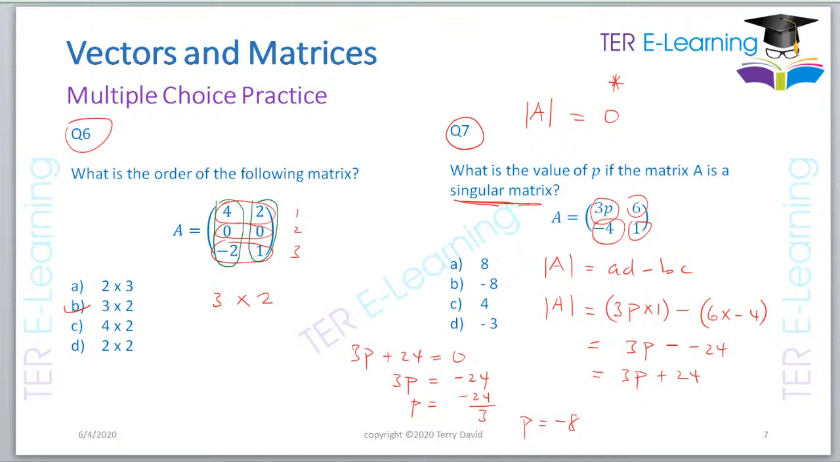Seeing some of you saying A. Let's double check my answer, make sure I'm correct. So that is minus 24. Are you all seeing why the answer is minus 8?